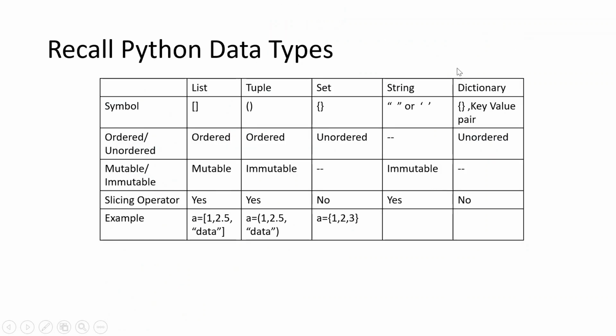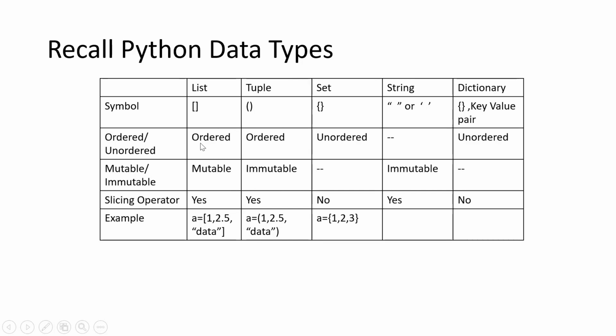So this is all a recall of Python data types. The first, the list, tuple, set, string, and dictionary. The list, we have to declare all the data inside the square brackets which are separated by commas. Tuple, we have to declare all the data inside round brackets separated by commas. Set, we also have to declare all the data inside curly brackets. String, we have to write the collection of characters inside double quotes or single quotes. Dictionary, it has a key value pair inside the curly brackets.